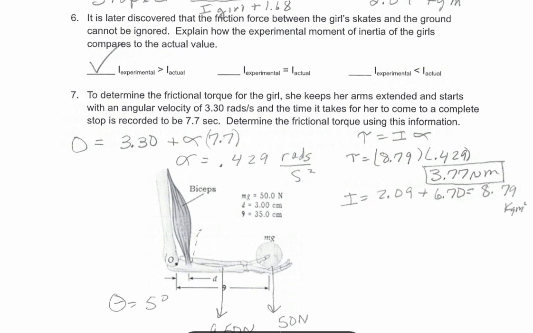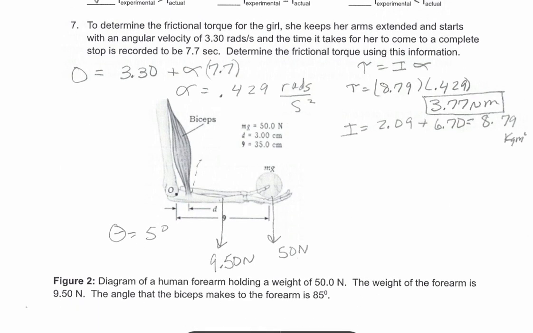Okay, next question here. This is just simply a situation where we have a biceps muscle attached to an arm holding a weight with a hand. So we have an 85-degree angle, I think is what it says, which then is only a 5-degree angle relative to the vertical. Why do we want the vertical? Because it's the perpendicular component of our force that allows us to have torque. So there's a torque upwards because of the biceps and 2 torques downwards, 1 because of the arm and 1 because of the weight of the mass.